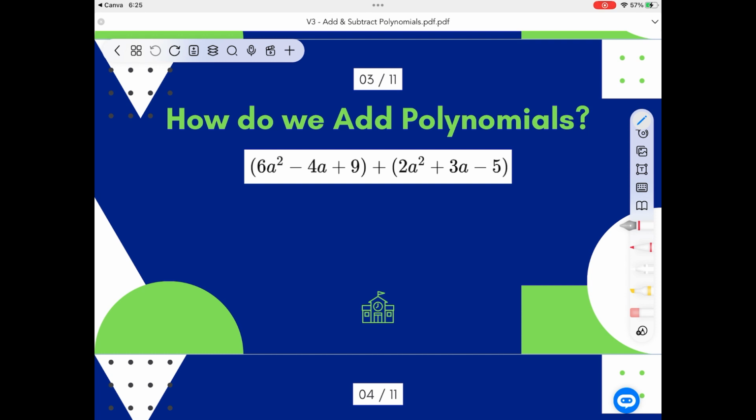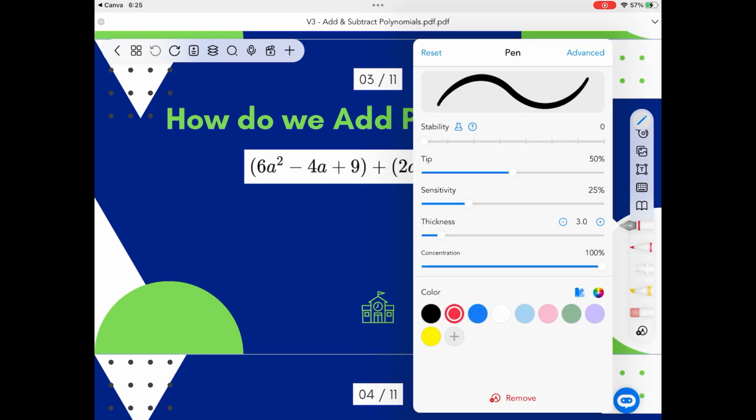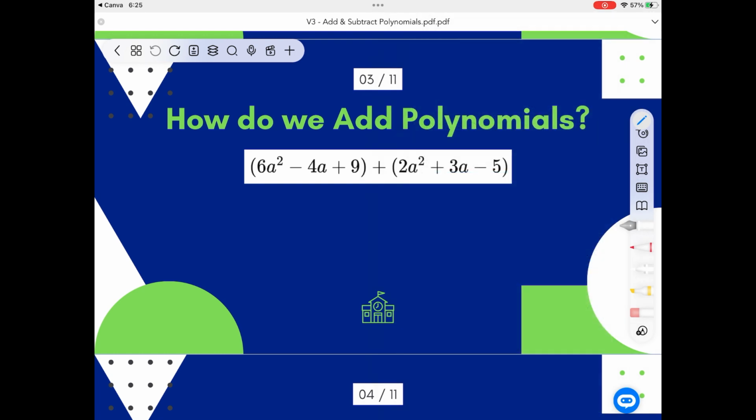And when you add polynomials, they do not have to have the same number of terms. They also don't have to have the same degree. Because as you're going to see in a moment, all we have to do is go through and combine all of the like terms that are being added here. So I'm going to switch back my color to white to make this a little bit easier to see.